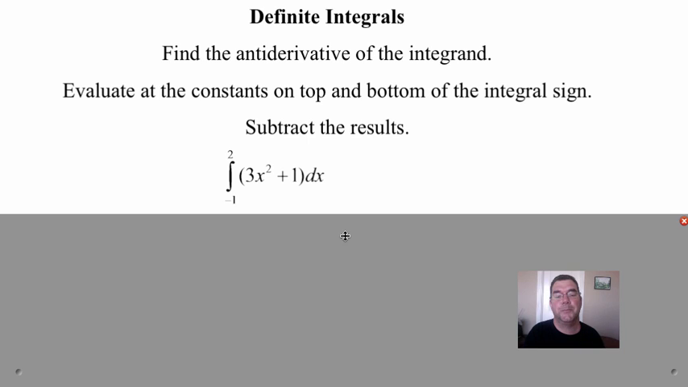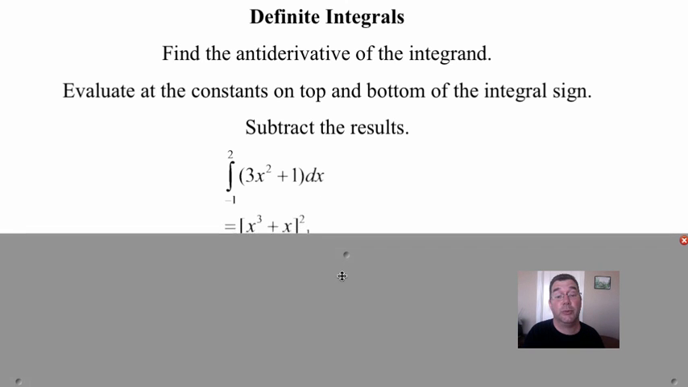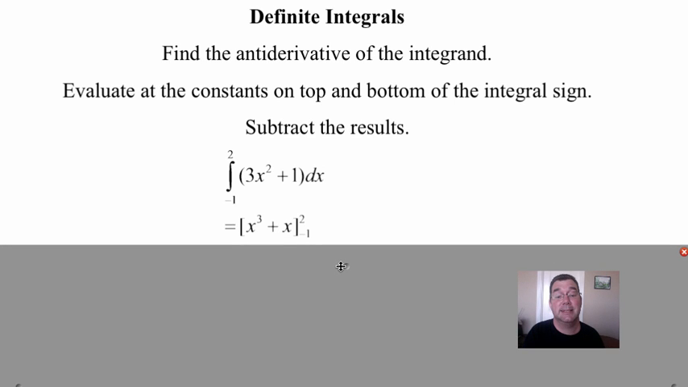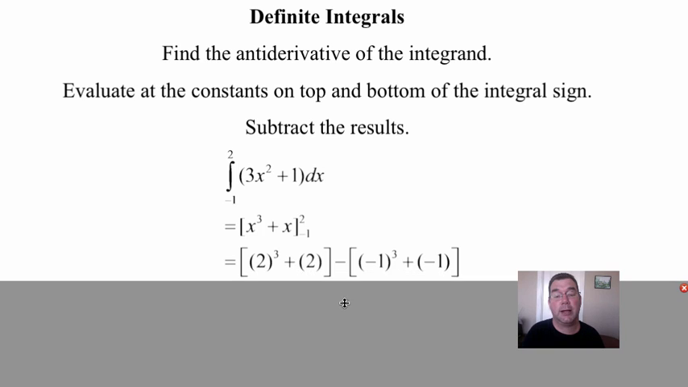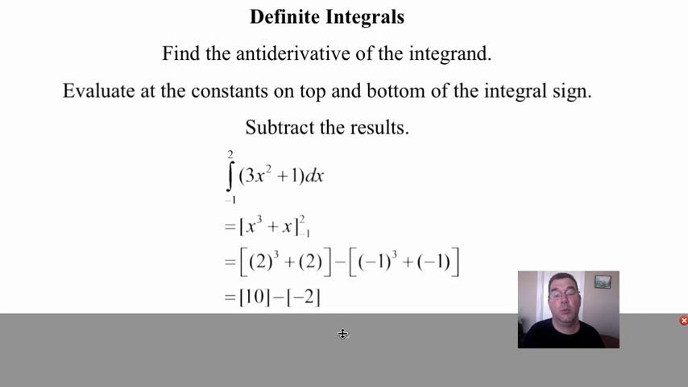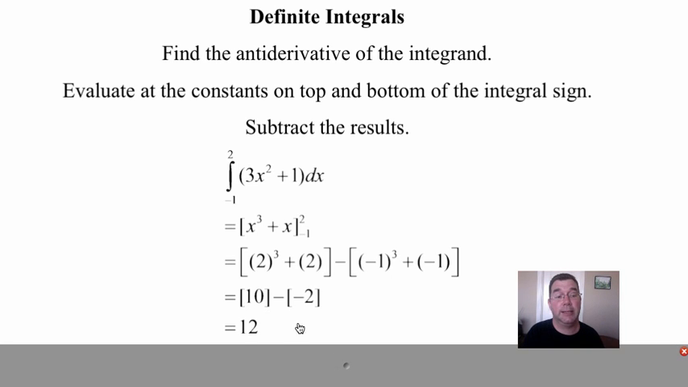Here's a quick example. If I have the integral from -1 to 2 of 3x squared plus 1, I'm going to first of all have to find the antiderivative of 3x squared plus 1, and that is x cubed plus x. Then I plug in the 2 first, then plug in the -1 second, and subtract the results. When I plug in 2, I get 10, and when I plug in -1, I get -2. When I subtract those, I get 12.